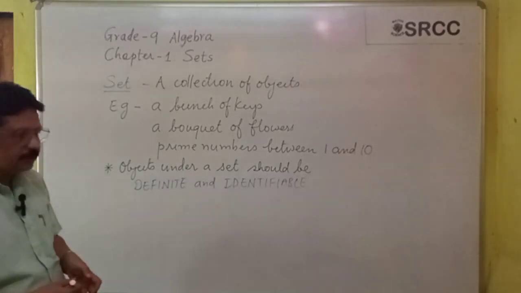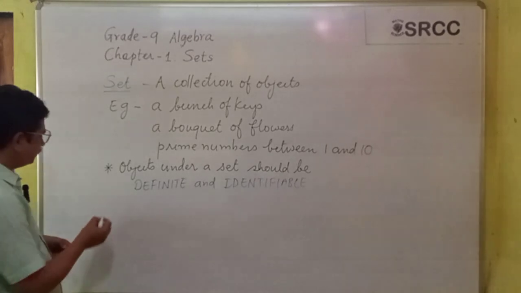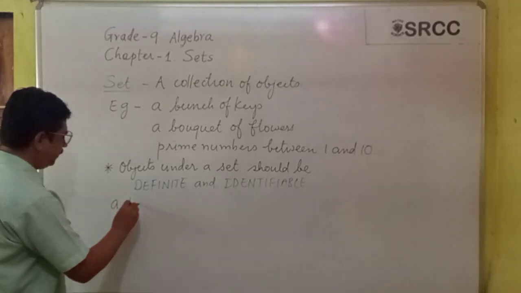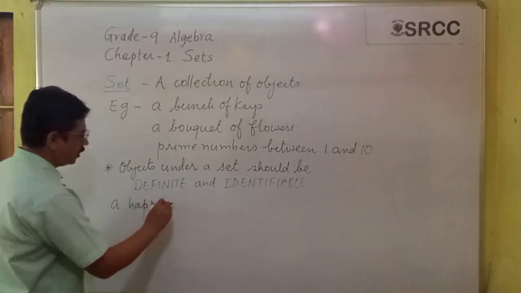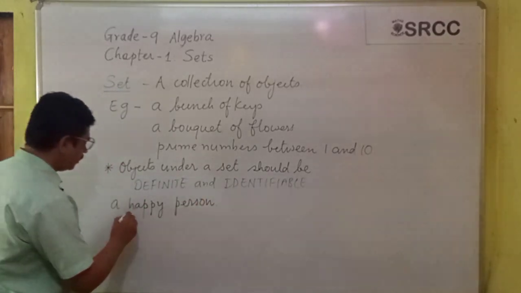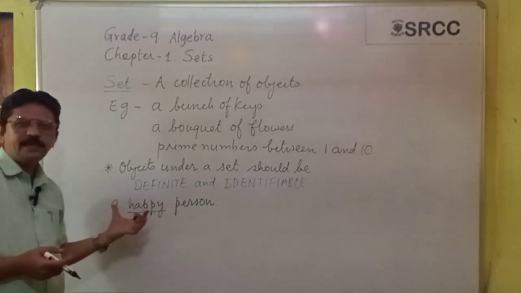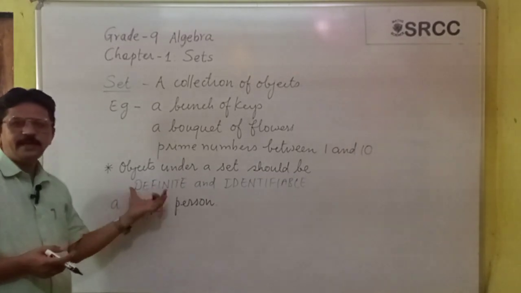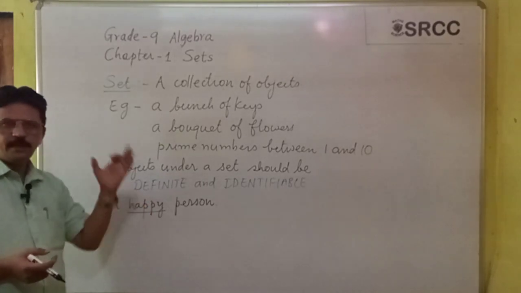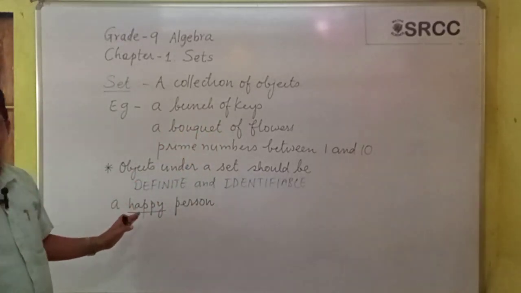Here, there are certain things which are not clearly identifiable. For example, a happy person. Now, here, this happiness is not clearly identifiable, or it cannot be clearly defined, because a person may be happy as per one man, but the same person may not be happy as per the other.